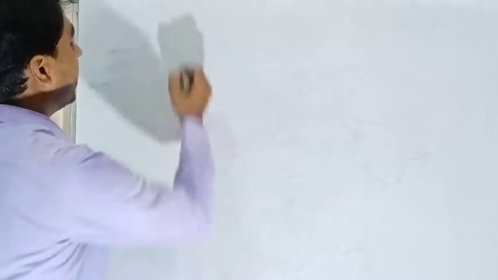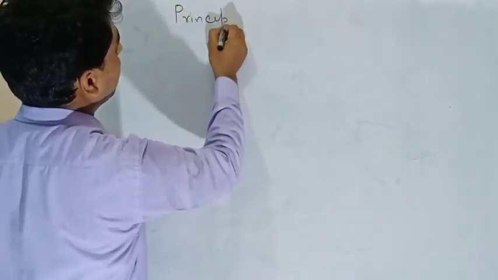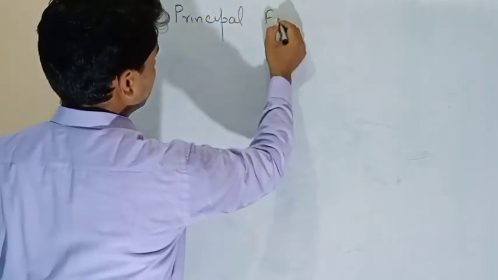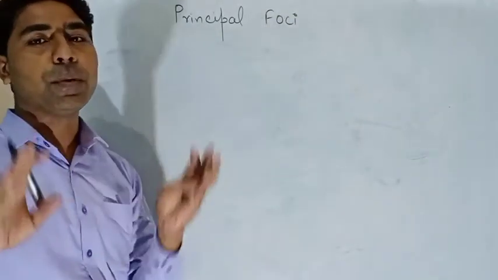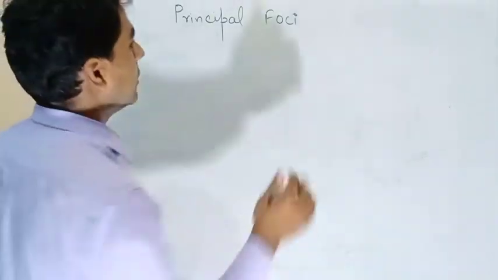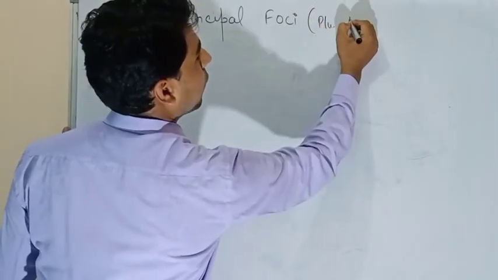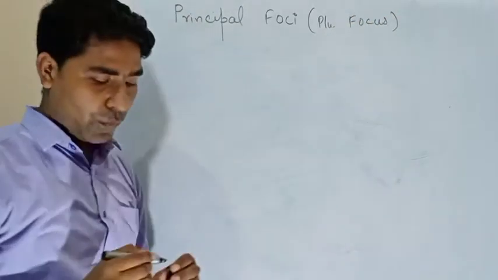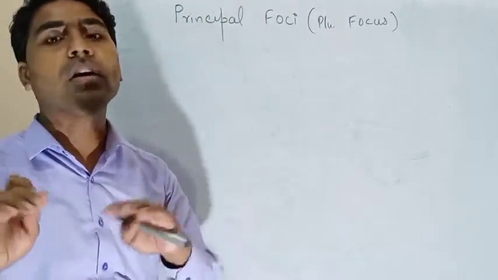Now the next topic is principal foci. See here, what is the word? Very important. Principal, like principal axis, principal foci. What is foci? It is the plural of focus. So what is focus? Focus means it is a point where all the rays meet or all the rays originate.